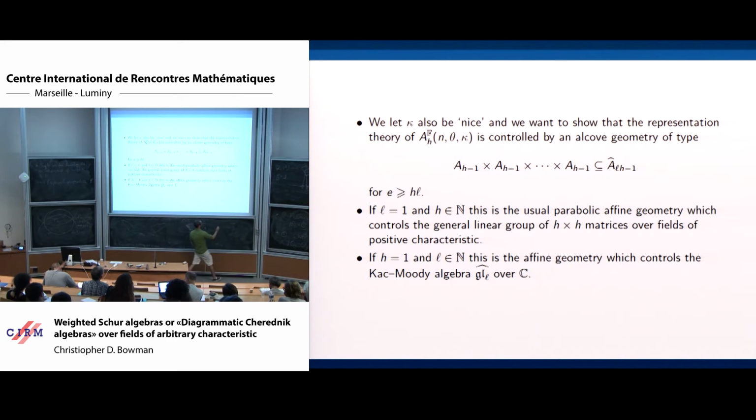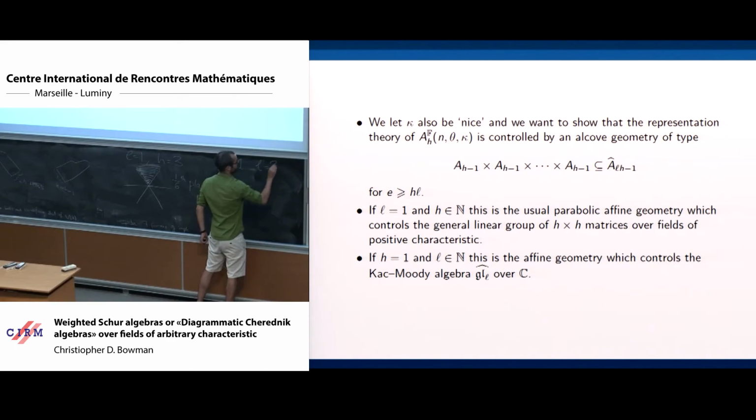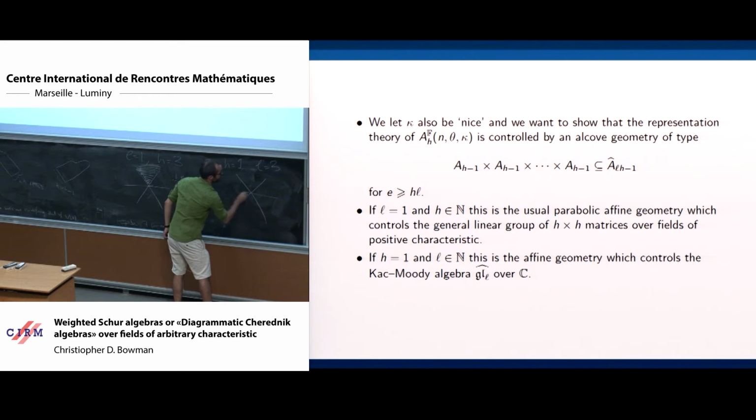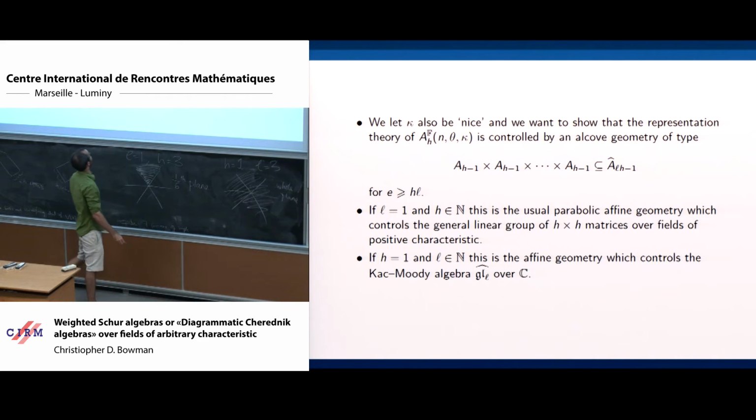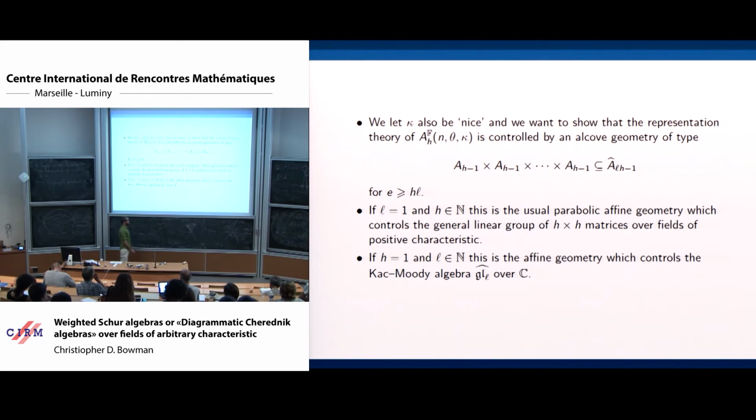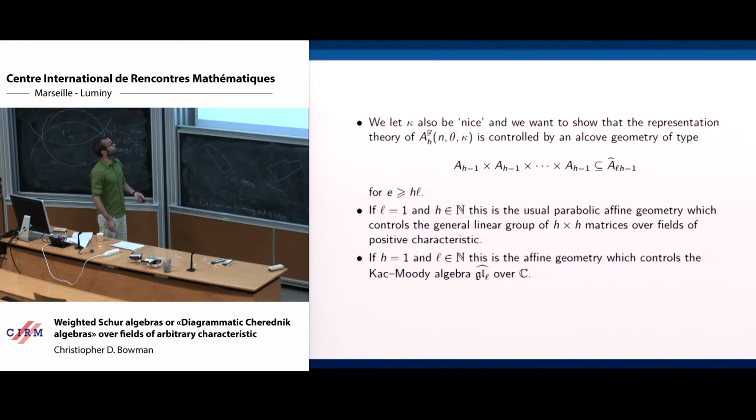And if I let H be 1 and L be 3, then I draw the same picture, but now there's no parabolic, so I'm going to color in the whole plane. And this whole plane labels representations of this algebra. And when you want to do things like compute decomposition numbers, you look at how this controls the representation theory. So these are the examples. They're distinct, obviously, and I'm going to look at something that is somewhere in between them and contains them both as examples.